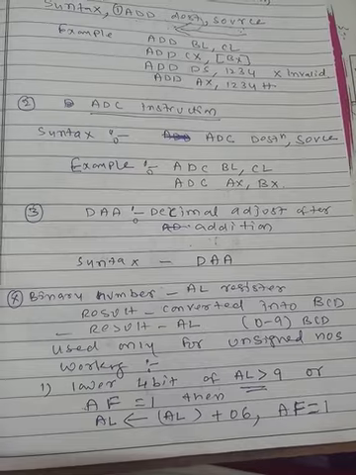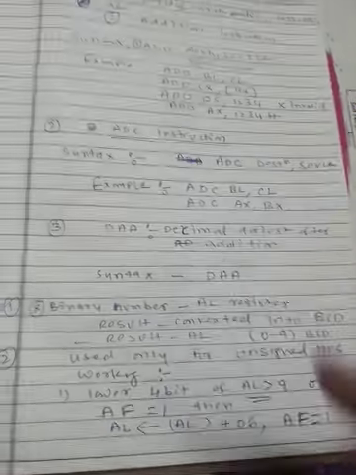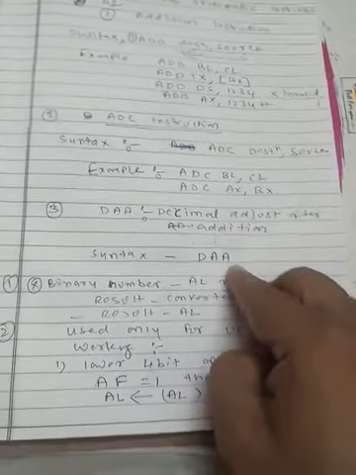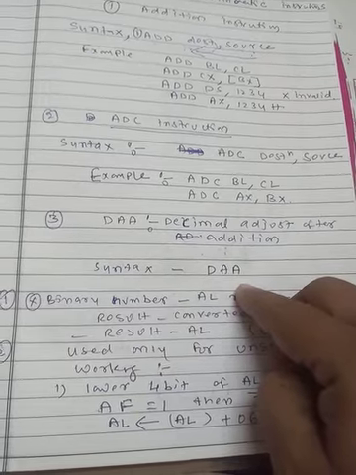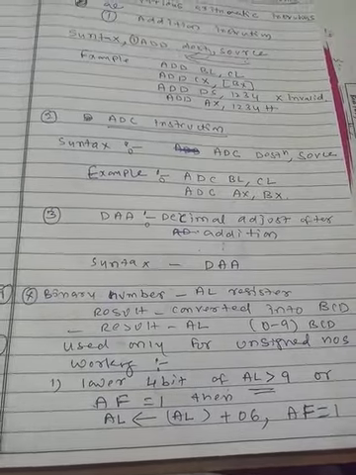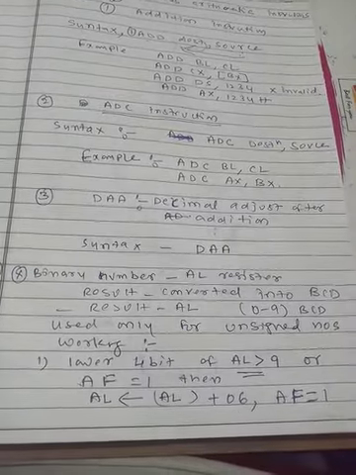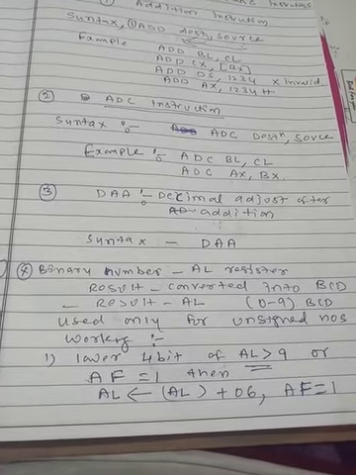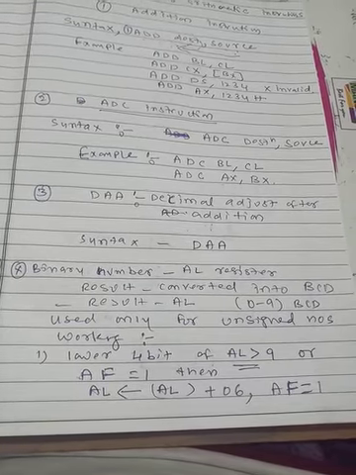The next one is DAA, called decimal adjust after addition. The syntax is only DAA. The result is always present in the accumulator; this instruction operates only on the accumulator register. Let us see an example of how the DAA will be used. The DAA we always have to use after addition, to adjust the result into decimal. Let us take the example of a binary number present in the AL register. The result is converted into BCD format.